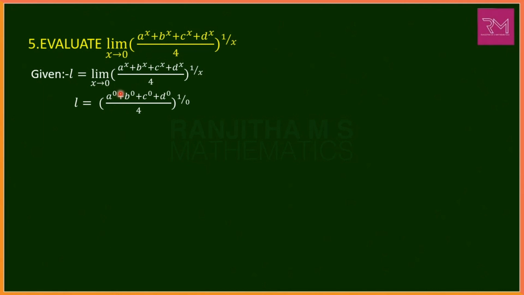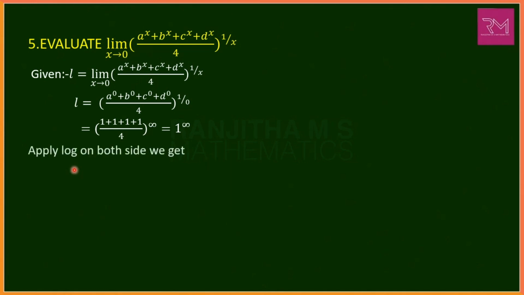Here we know that anything power 0 values becomes 1. Hence we get L values 1 plus 1 plus 1 plus 1 divided by 4 whole power, here 1 by 0 values infinity. Here in the numerator we have 4 divided by 4, that becomes 1 power infinity. The equation reduces to the form 1 power infinity. If the equation obtained of the form 1 power infinity, we have to convert this form to the 0 by 0 or infinity by infinity form.